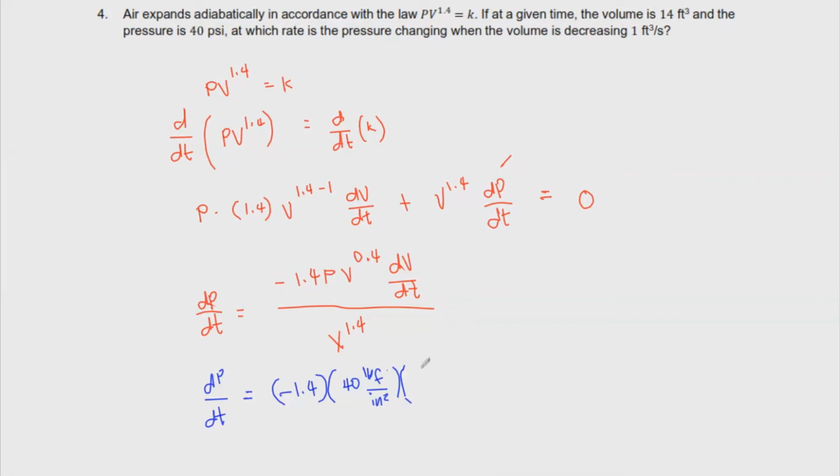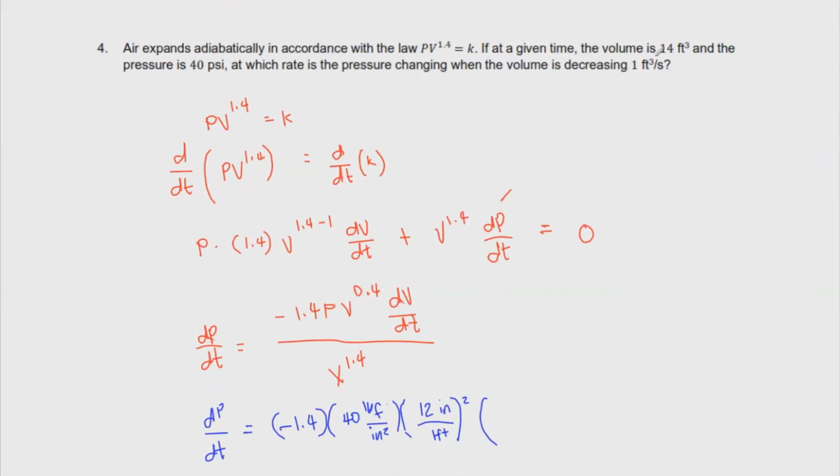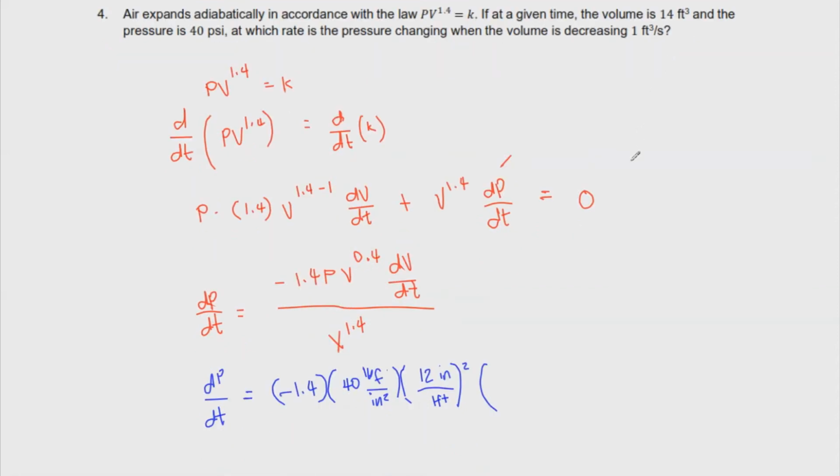So we know that for every 12 inches, we have 1 foot. So we need to square that because this is in inch squared. And then we have the volume. The volume is 14 cubic feet. So that's 14 cubic feet, and then that is raised to 0.4.